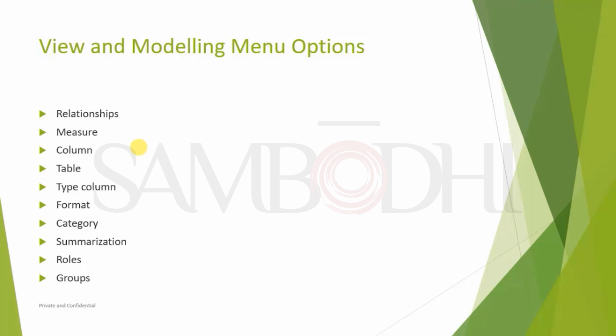In the last session, we overviewed all the options available under the view and the modeling menu of Power BI desktop. We did see options such as relationships, measures, columns, table, table type column, formats, category, summarization, roles, and groups.